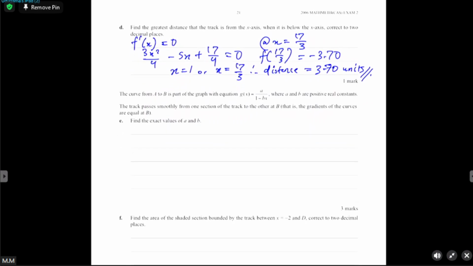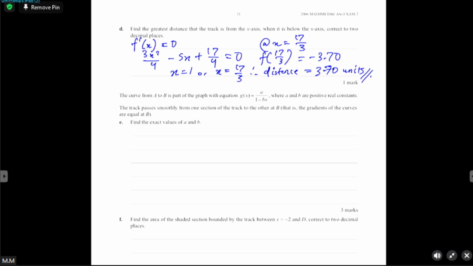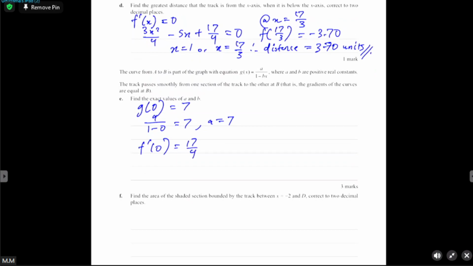Find the exact values of a and b. So here you need simultaneous equations. So g(0) is equal to 7. That means a(1 minus 0) is equal to 7. Then you get a is equal to 7. Also f'(0) is equal to 17 on 4 when a is equal to 7. So then when you put that in the CAS, you get a is equal to 7, b is equal to 17 on 28.